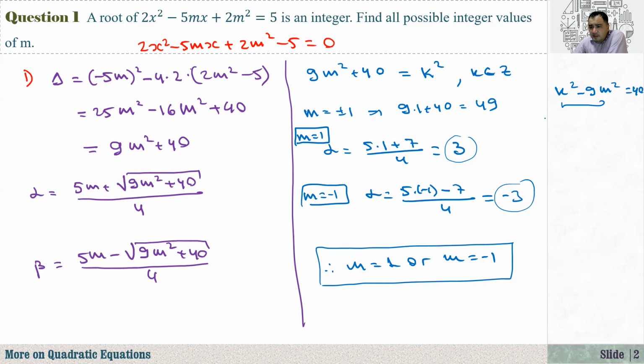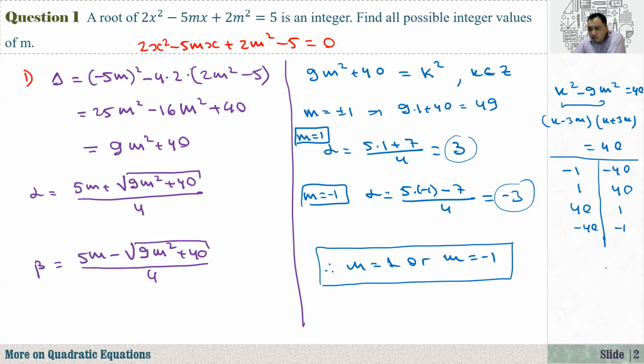Then on the left-hand side, I have k minus 3m and k plus 3m, and on the right-hand side we have 40. k is an integer, and m is also an integer. So what are the possible ways to write 40 as a product of two numbers, k minus 3m and k plus 3m? I can make a table here: minus 1 and minus 40, or 1 and 40, or 40 and 1, or minus 40 and minus 1, or 2 times 20, and so on.